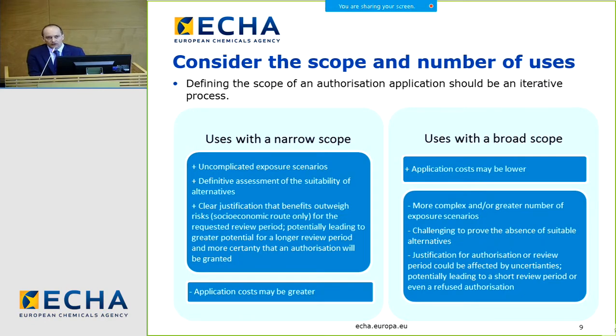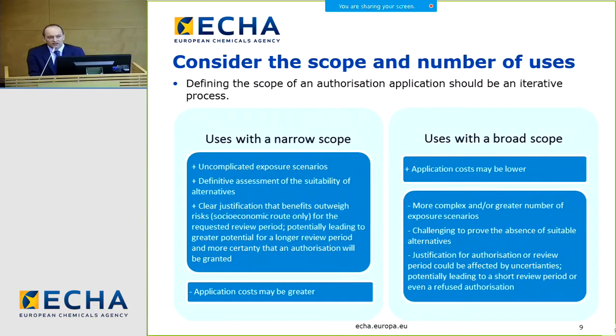Basically, we have two types of uses. We have uses with what we call a narrow scope. The exposure scenarios are straightforward, well documented. We know how the workplace is working. Also in terms of the assessment of the alternatives, this is quite straightforward and well explained. And there is most of the time a clear justification that the benefits outweigh the risks. These types of applications are likely to be granted the requested review period. These are the pros for having such a narrow scope.